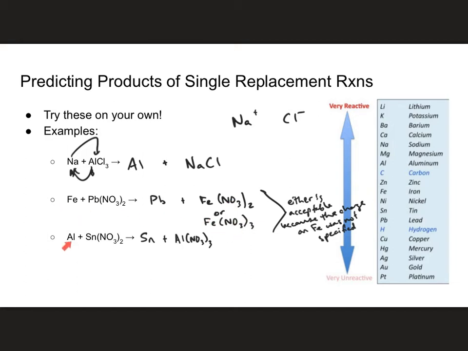The last one here, aluminum plus tin nitrate. Aluminum is above tin on the activity series, so it is going to replace it. So the easy prediction here is the tin gets knocked out to be the element. And then for the compound that forms, aluminum forms a +3 charge, nitrate is -1, so I need 3 nitrates to do that.